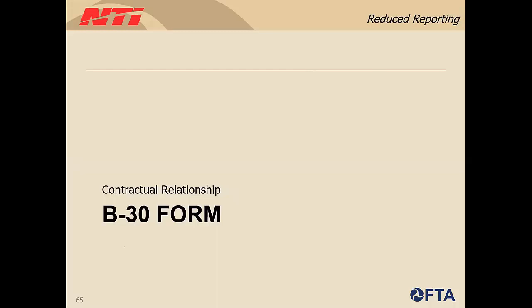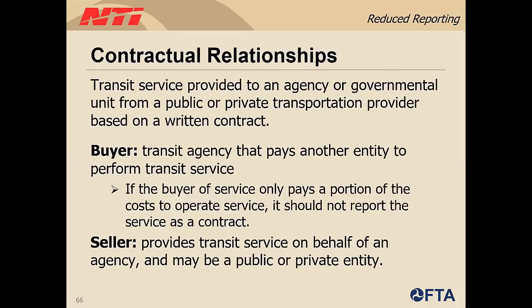Next, we will cover the B30 contractual relationship form. The B30 form captures information about contractual relationships. These are relationships where transit service is provided to an agency or government unit from a public or private transportation provider based on a written contract.